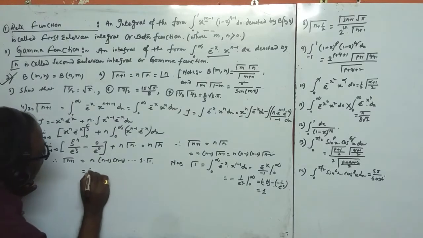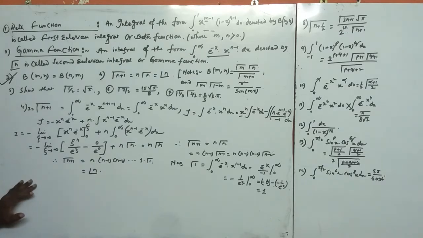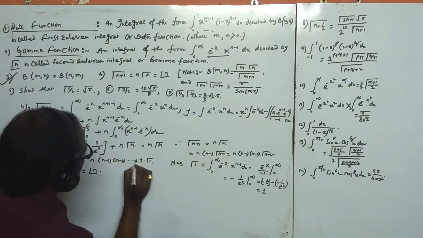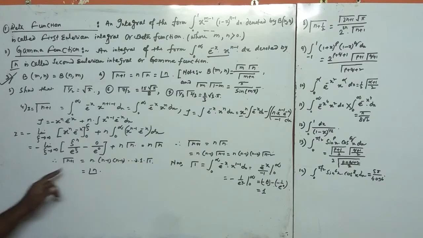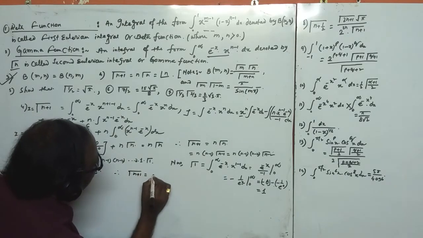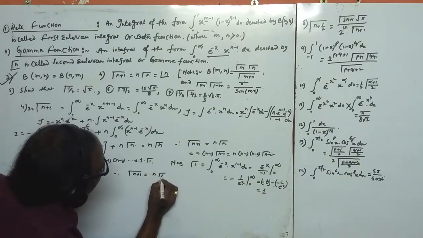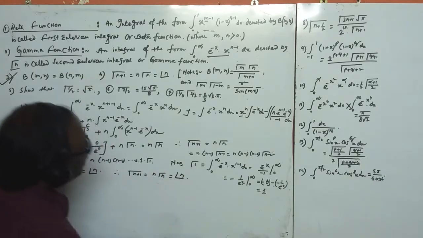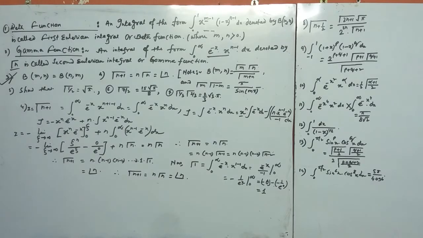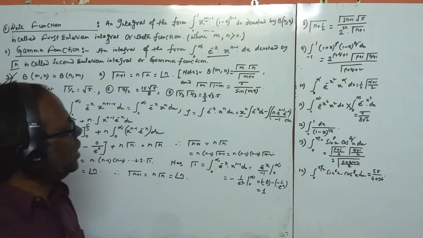So we can put here factorial n. 1, 2, 3, dot dot n. Sorry, this is n, and this is called factorial n. Therefore we can write gamma n plus 1 is equal to n into gamma n, and this is factorial n. Okay, this is proved.